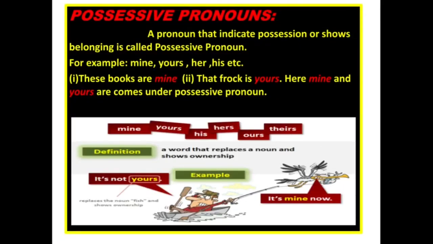Possessive pronouns. A pronoun that indicates positions or shows belonging is called possessive pronoun. For example, mine, yours, her, his, etc. Number 1, these books are mine. Number 2, that frog is yours. Here, mine and yours comes under possessive pronoun.